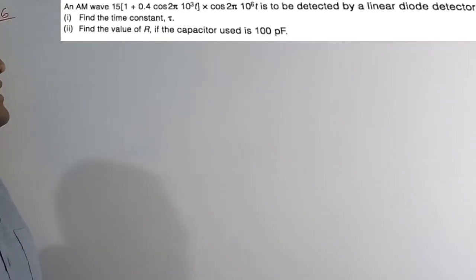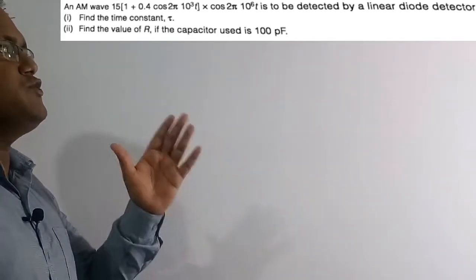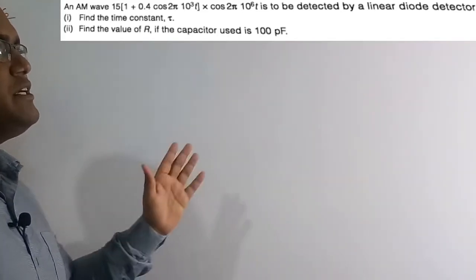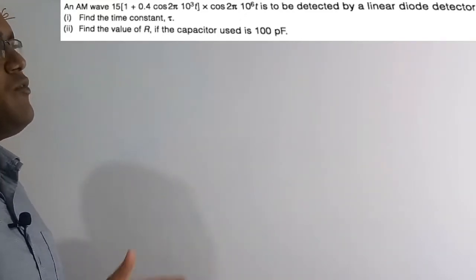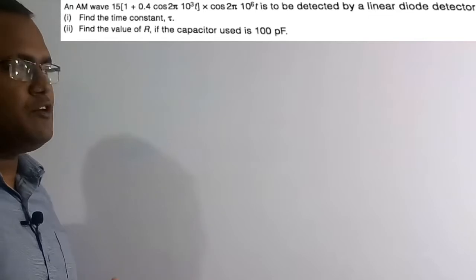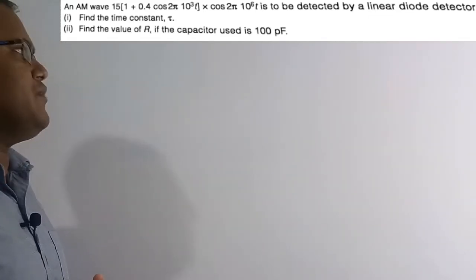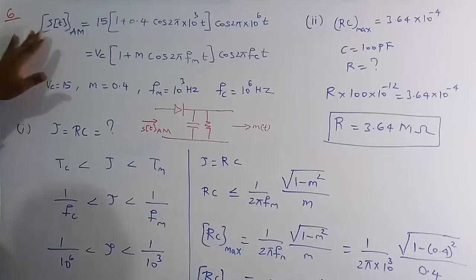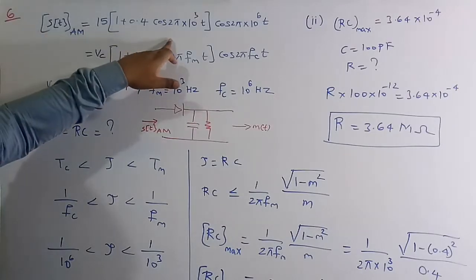A linear diode detector is also called the envelope detector. For this detector, the input is x of t, which is nothing but s of t AM, and we need to find the time constant, and the value of R if the capacitor is 100 picofarad. So let's solve this numerical. In the question they have given the s of t AM equation.